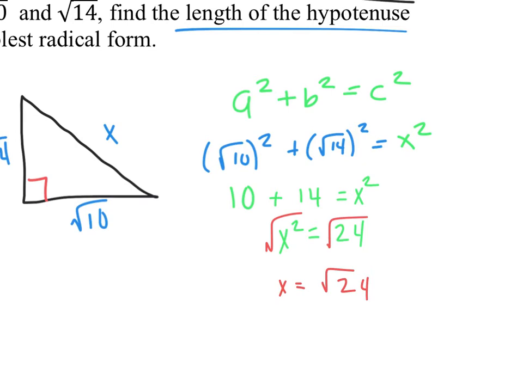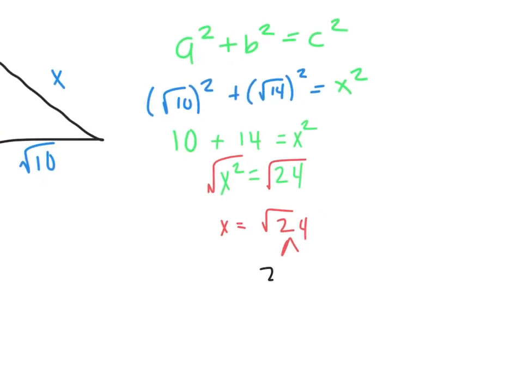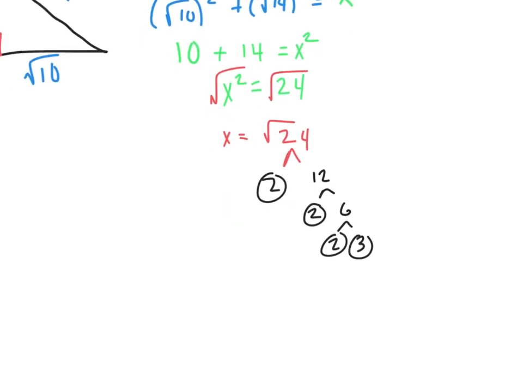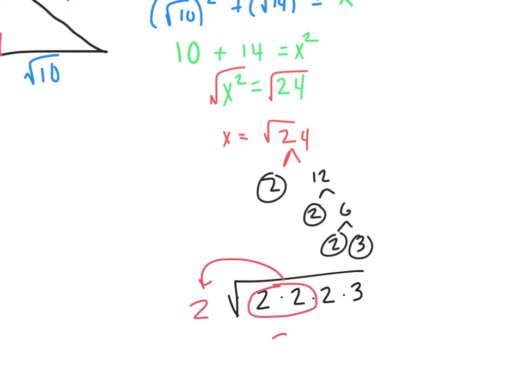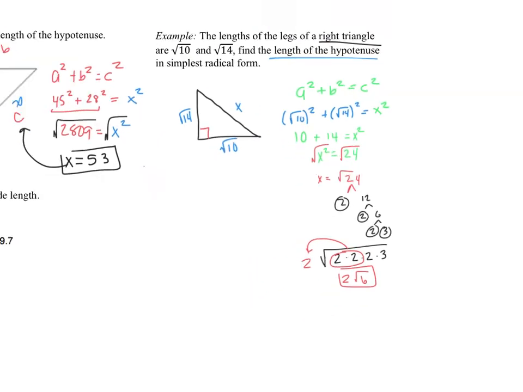But now I need to do the prime factorization of my 24 to make it simpler. So I have to ask myself, what makes 24? Well, 2 and 12 make it. 2 is prime. What makes 12? 2 and 6. 2 is prime. What makes 6? 2 and 3. Those are prime. So I now put all those numbers under a radical. So radical 2 times 2 times 2 times 3. Double on the inside, single on the outside. So I get 2 radical. What's 2 times 3? 6. And that's your final answer. That's the length of my hypotenuse. Isn't that fun?